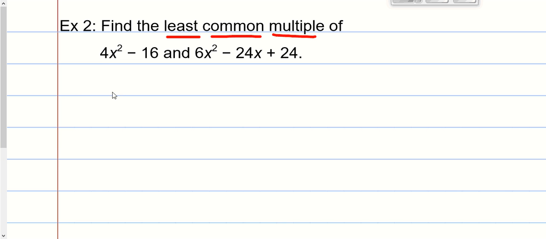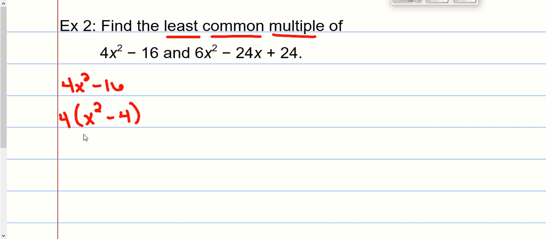So when I'm doing that, I have to factor each piece completely. So let's work right here with the 4x squared minus 16. First, let's take out the greatest common factor, which is going to be a 4. And when I do that, 4x squared divided by 4 leaves me with x squared. 16 divided by 4 leaves me with 4.